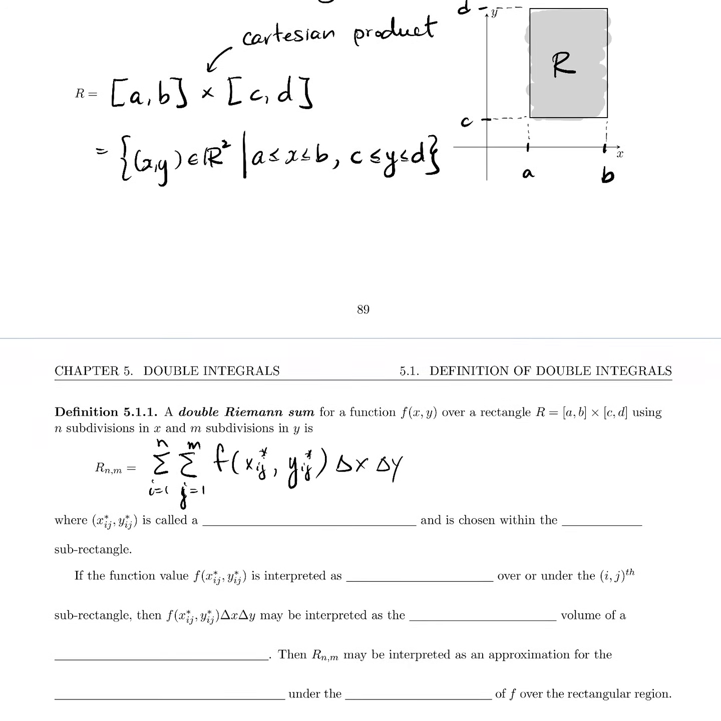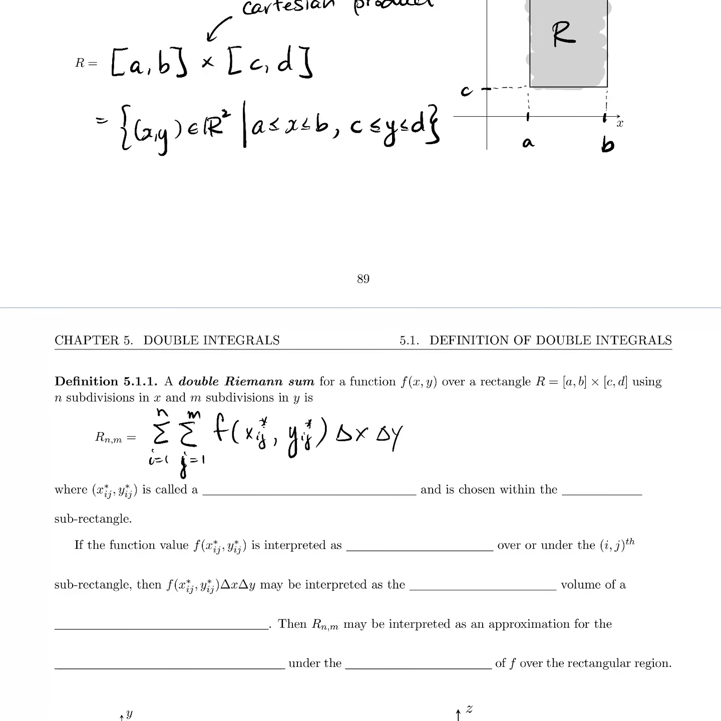In the last video, we reviewed single Riemann sums for a function of a single variable, and you can see the similarity here. We're going to explain these symbols a little more, but let's give a couple more vocabulary words. x_ij star and y_ij star is called a sample point, just like in the single variable case. It is chosen within the ijth subrectangle. I'll draw this for you in just a moment.